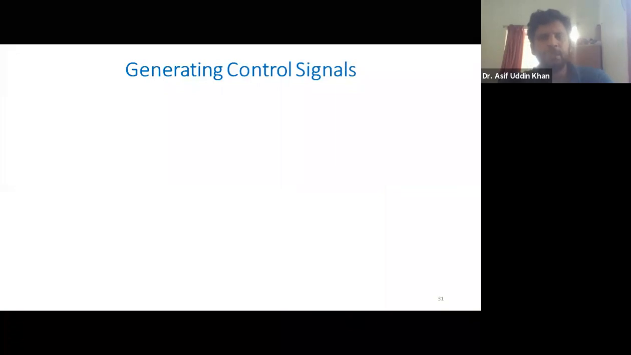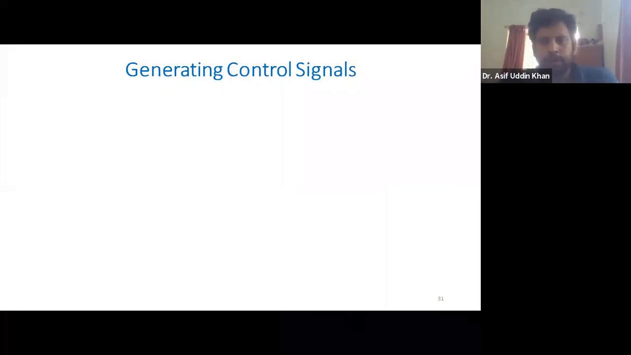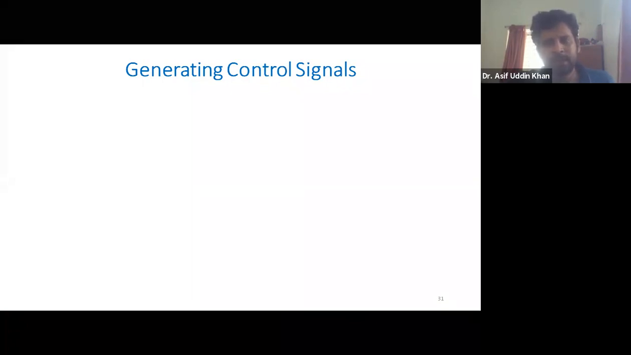Now, generating control signals. I discussed many times that the control unit generates a read signal for reading data from memory. The control unit generates a write signal to write data in the memory. Now the question is how these control signals are generated. These control signals are generated by the control unit. Now we will discuss how the control unit generates these control signals.